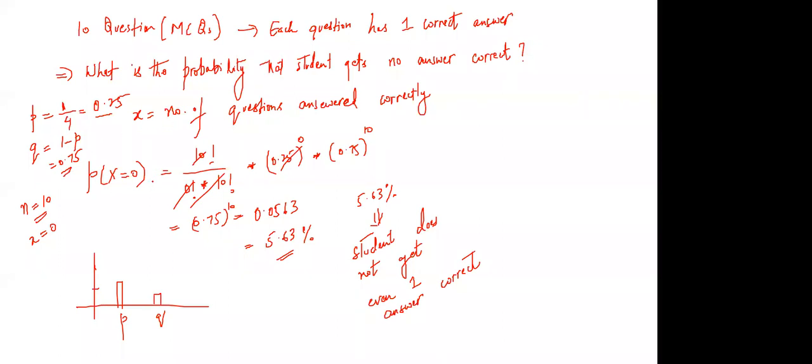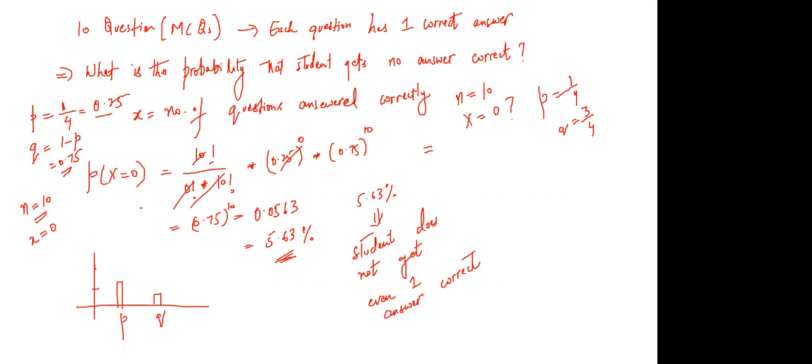Okay, so let's calculate P(x) equal to 0. इसमें आपको values fill करनी है, क्योंकि आपको दिया गया है n is equal to 10, x equal to 0, आपको find out करना है, आपको P दिया गया है 1 by 4 and Q दिया गया है 3 by 4. So we'll substitute that in this and we'll get the answer as 5.63. Then there is a 5.63 probability that the person gets no answer correct, that x is equal to 0. Because we defined x as the number of answers that the person can get correct, right? So when x is equal to 0, that means the person does not get any answer correct.